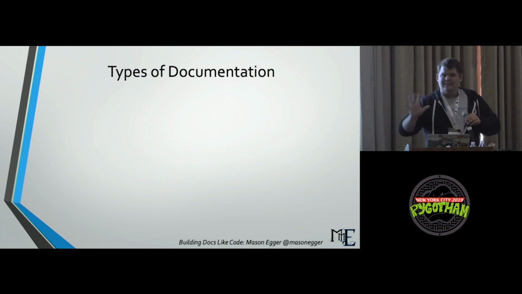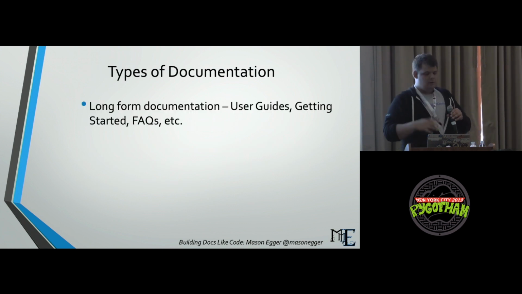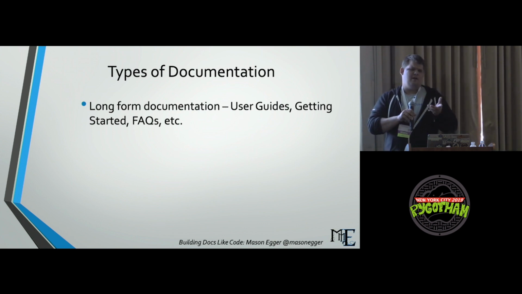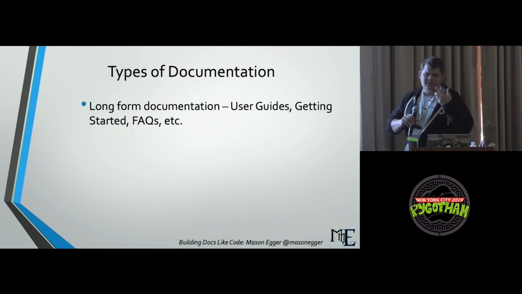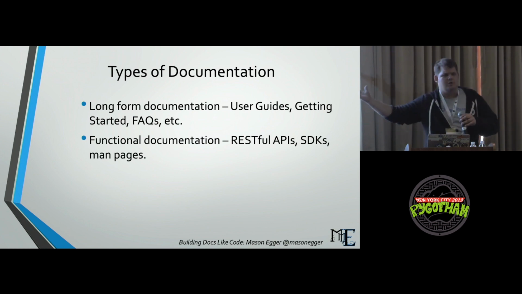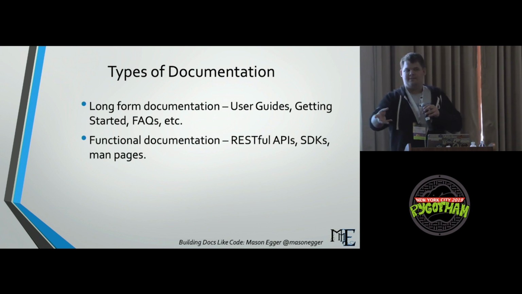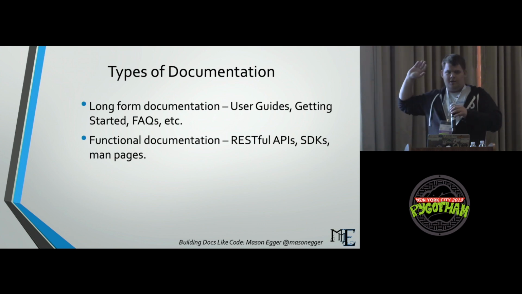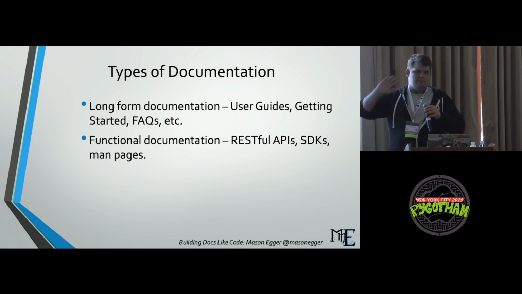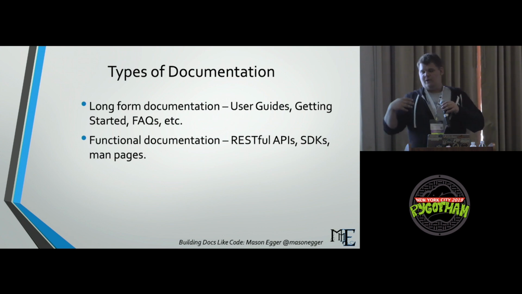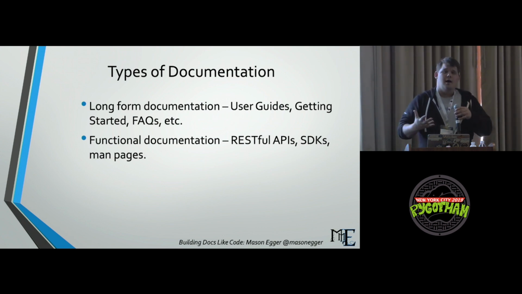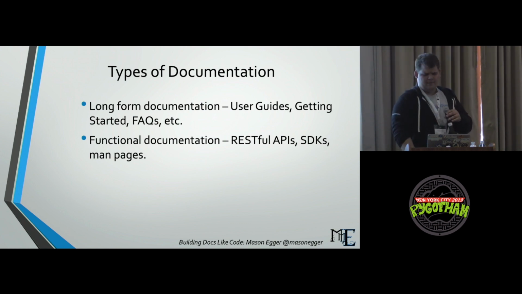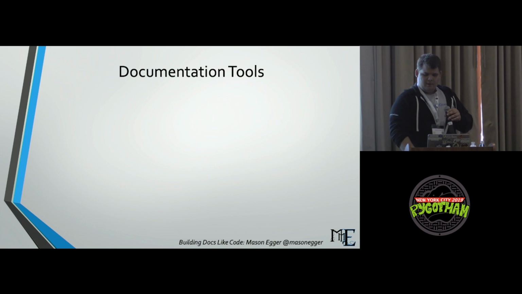So, quick aside, types of documentation that we can do this with: we can do long-form documentation. This is the type of docs that developers typically don't think about that much. These are your user guides, your getting started, your FAQs, stuff like that. Most of the time, whenever people think docs for their code, they're thinking functional documentation. You're thinking docstrings in your Python methods and classes. You're thinking Java, JDK, JavaDoc, and other SDK stuff. Maybe if you're doing a RESTful API, you're using something called Swagger. So that's the kind of thing that a lot of developers typically tend to think about. They don't usually think about the long-form documentation. Man pages are another one.